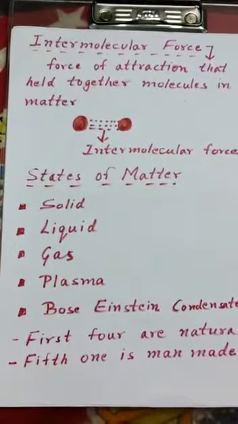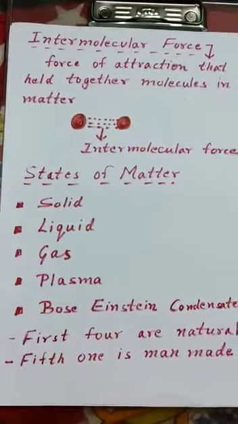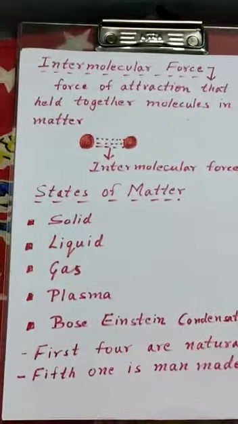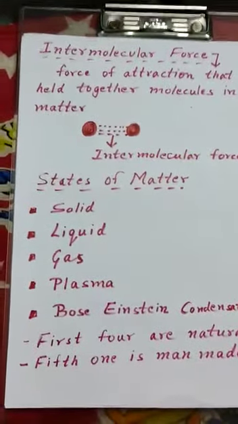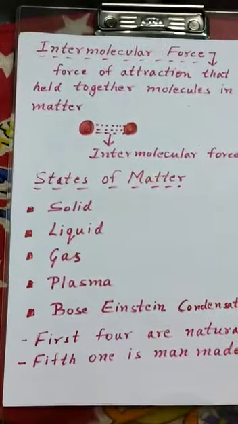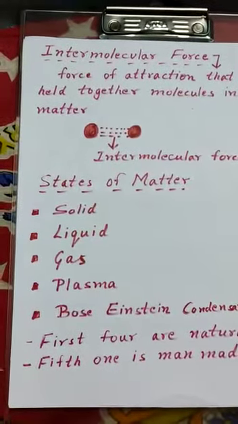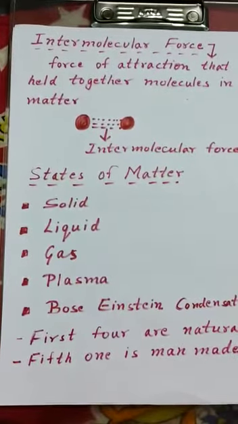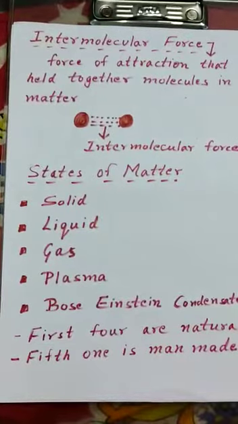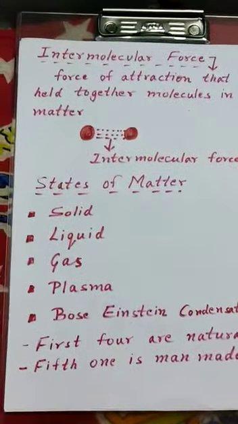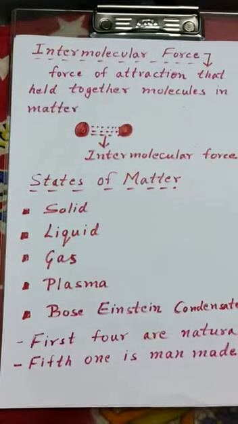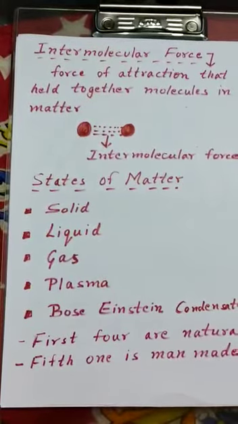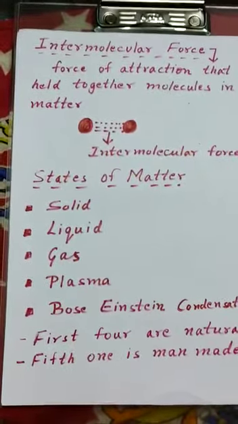Then next is intermolecular force. Now the molecules in matter are distant apart, that is, they have intermolecular spaces. Now how are they present in matter? They are being held together by a force of attraction that is known as intermolecular force. So students, the force of attraction that holds together the molecules in a matter is termed as intermolecular force. The dotted lines represent the intermolecular force between the molecules of a matter.